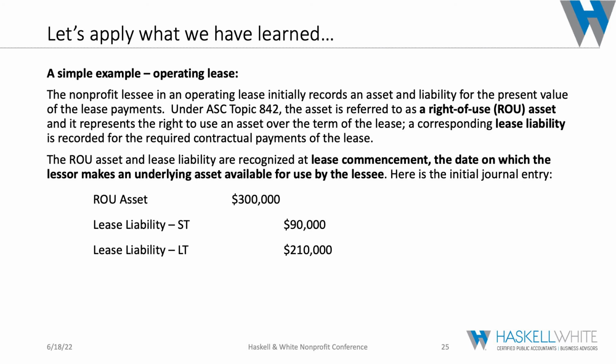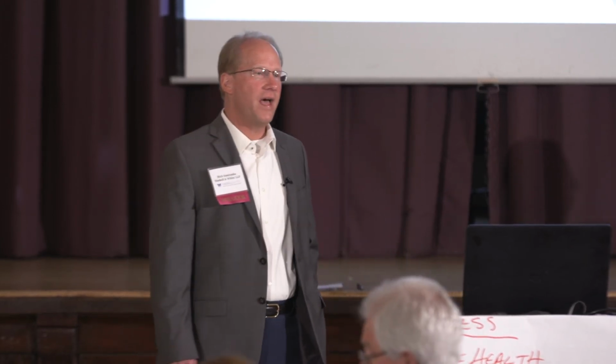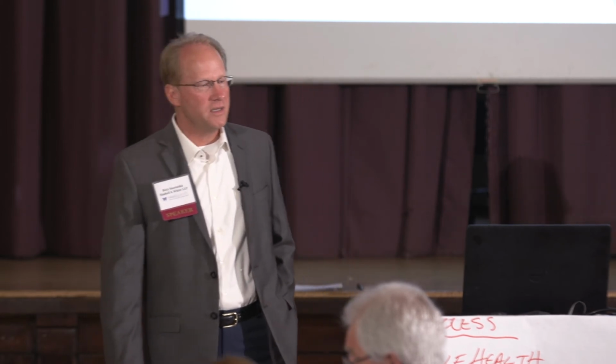And so, voila, we get a journal entry based off of that. So we have a right of use asset, and the right of use asset is that $300,000. That is the present value of the future lease payments. And the liability side, we actually have to split out between the current piece, that's what we're going to pay in the next 12 months, and the long-term piece that's going to be paid after the first 12 months.